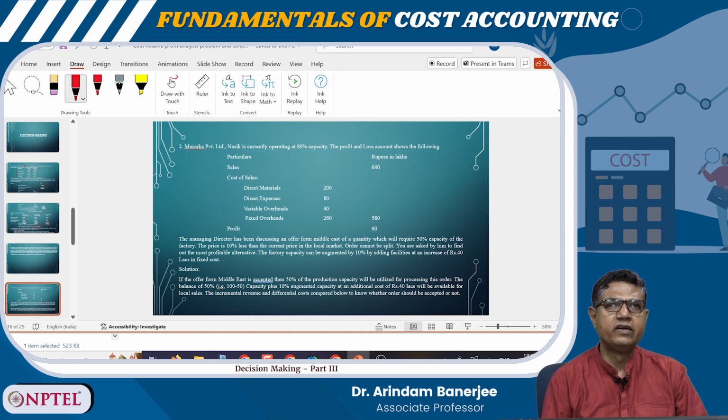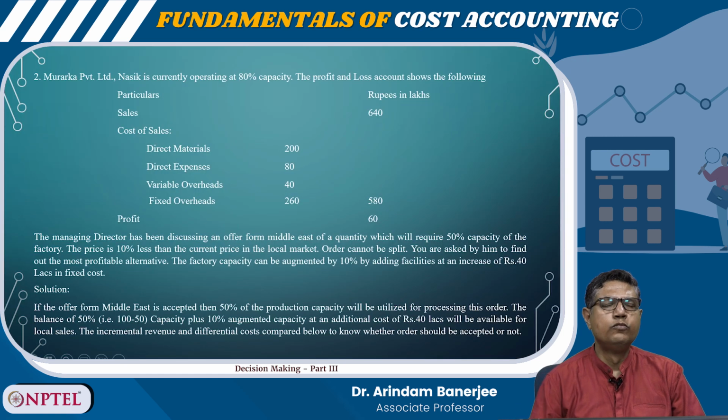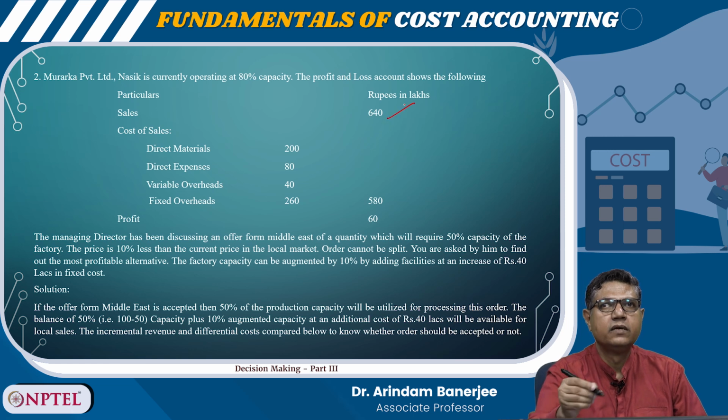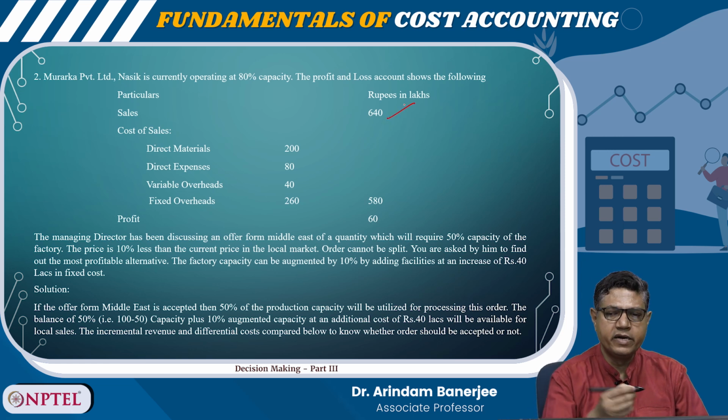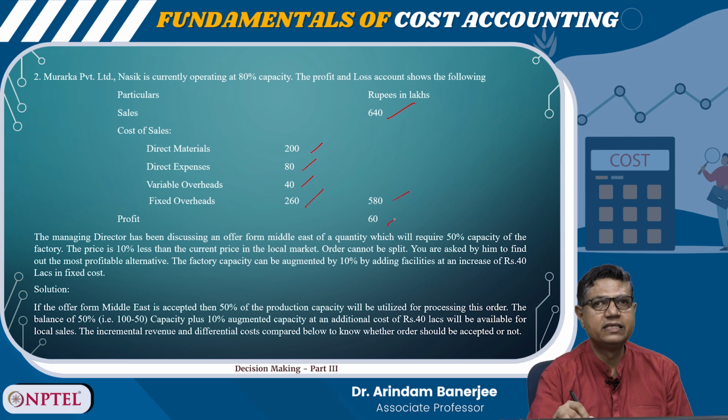The Murarka Private Limited, Nasik, is currently operating at 80% capacity. The profit and loss account shows the following: particulars, sales rupees 640, and cost of sales: direct materials 200, direct expenses 80, variable overhead 40, fixed overhead 260. So, total is 580. So, profit is 60.